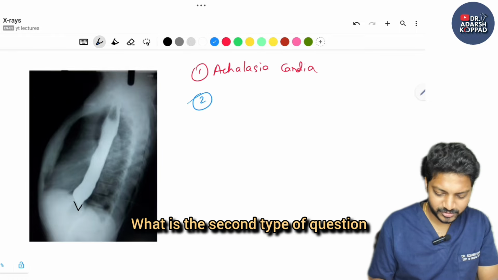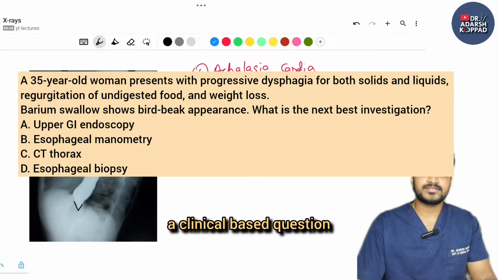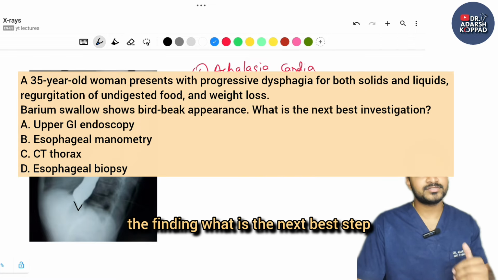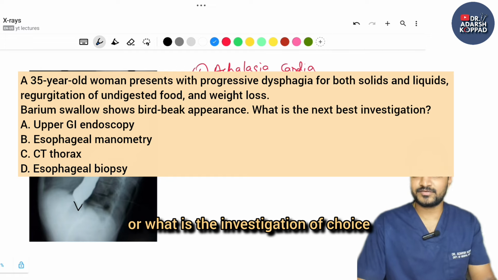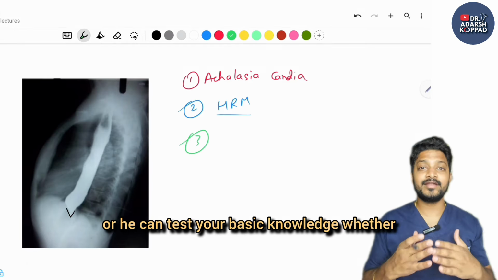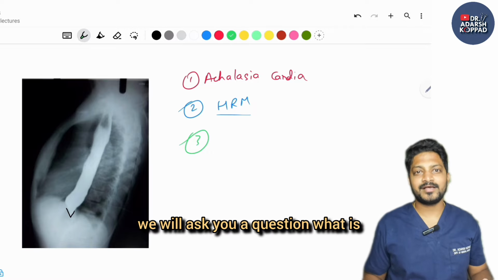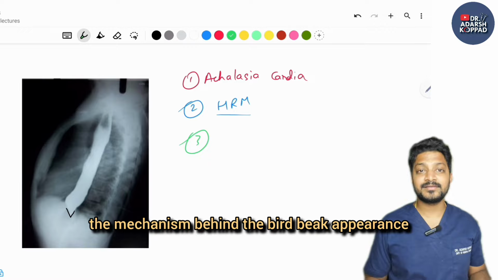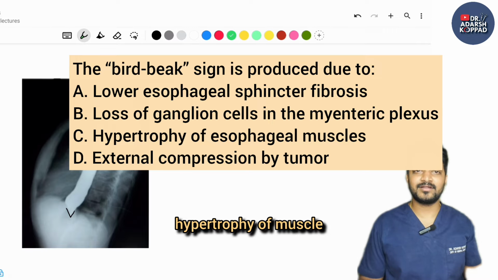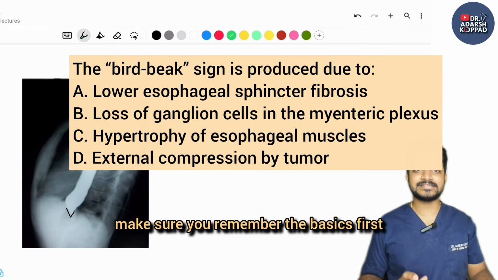What is the second type of question? He can ask you either the investigation of choice or a clinical-based question. There was a patient with dysphagia, and on barium swallow this is the finding. What is the next best step or the investigation of choice? You have to look for high resolution manometry in the options. Or he can test your basic knowledge, whether you know the pathology behind achalasia cardia. So he'll ask you, what is the mechanism behind the bird-beak appearance? He can give you options like fibrosis, hypertrophy of muscle, loss of ganglion. So you might get confused, but make sure you remember the basics first.